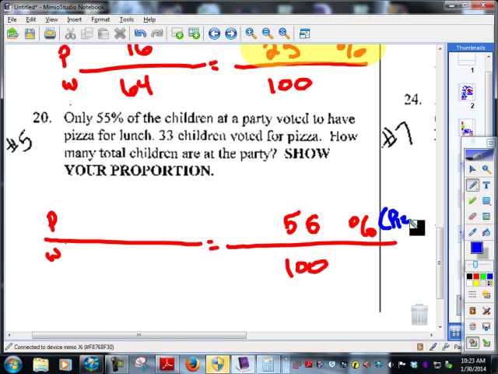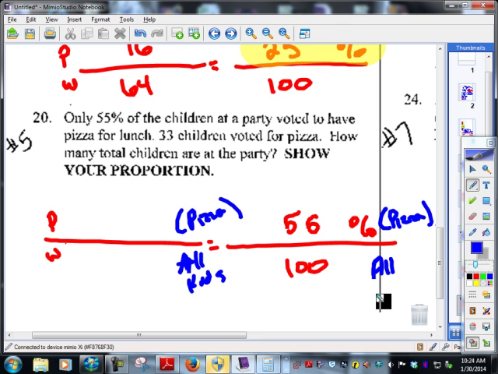So I'm just going to put pizza. That's just going to help me organize. So I know this part's going to be the actual amount that voted for pizza. You guys understand that? Yes. We understanding this? Whereas this down here is going to represent all kids. All kids. Okay? So, they give me the number 33. 33 children voted for pizza. Is that going to be the part or the whole?